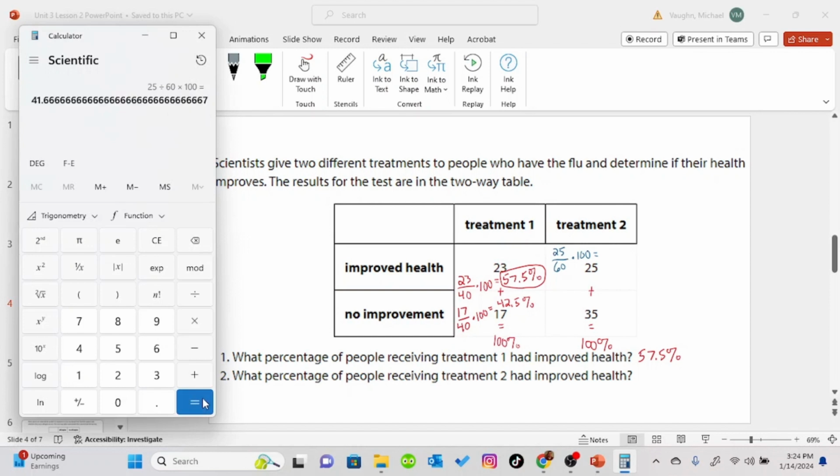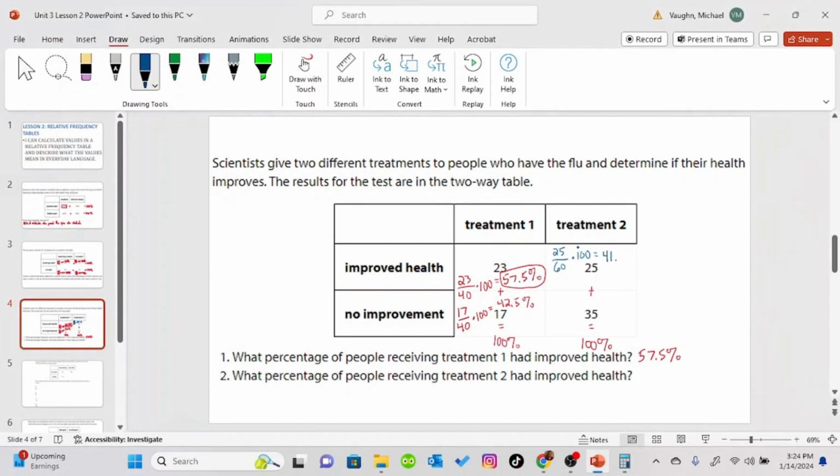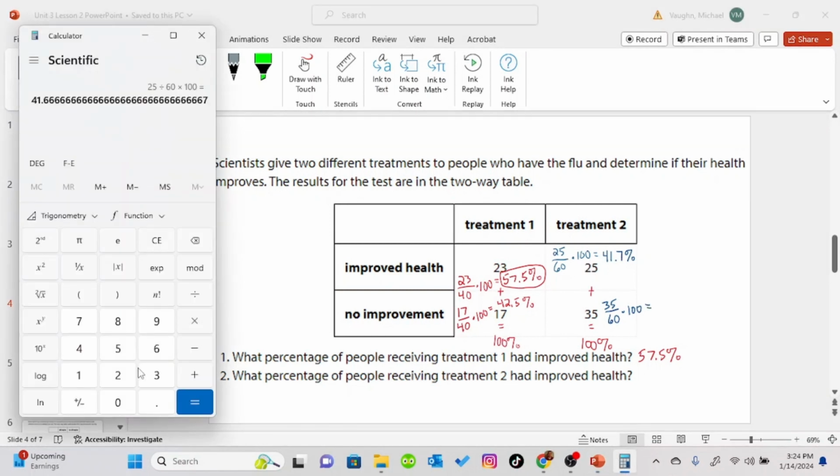And that rounds to 41.7%. And on the bottom box, we're going to take this 35 and divide it by that same 60 and multiply by 100 to get our percentage. 35 divided by 60 times 100. This rounds to 58.3%.